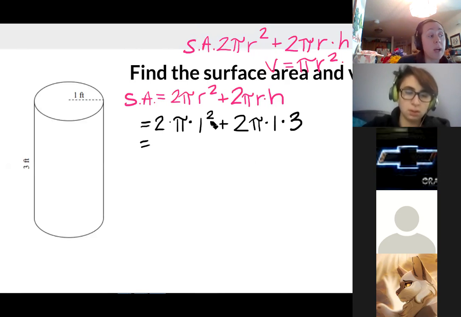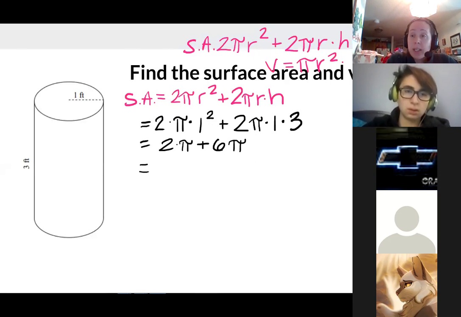And then I'm going to take care of all of the numbers first before I deal with pi. So 1 squared is just 1. 2 times 1 is 2. And over here, 2 times 1 times 3 would give me 6. And then what can I call those together?